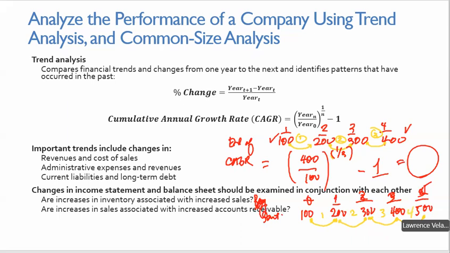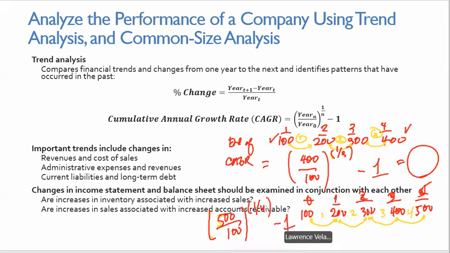Okay? So that's 4 compounding periods. And how do you get the cumulative annual growth rate here? That is 500 over 100 raised to 1/4 minus 1. Okay? So that's how it is to be computed.